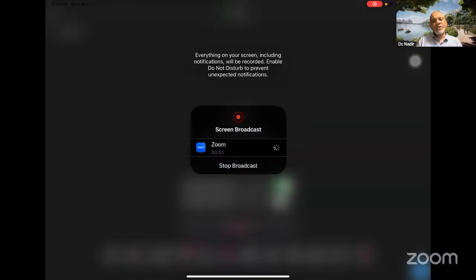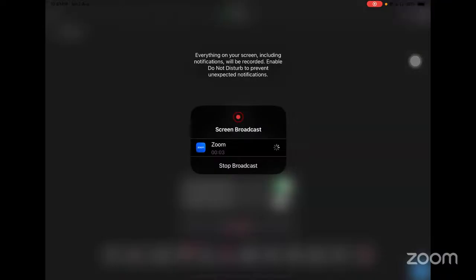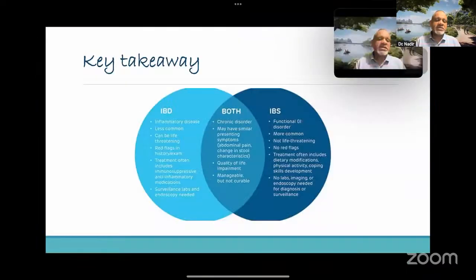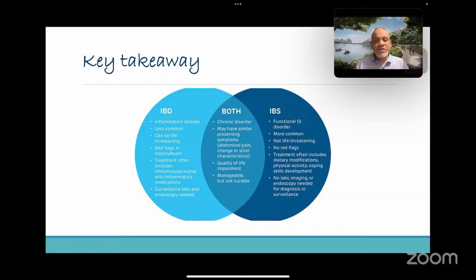So I'm not sure what slide we were on when the screen stopped sharing. The intersection between IBS and IBD. Okay. So the last part you talked about the common features, and then the last 3 or 4 items. The first one, the functional versus inflammatory, and so on. Okay, I'll continue from there. Sorry for the technical issue.